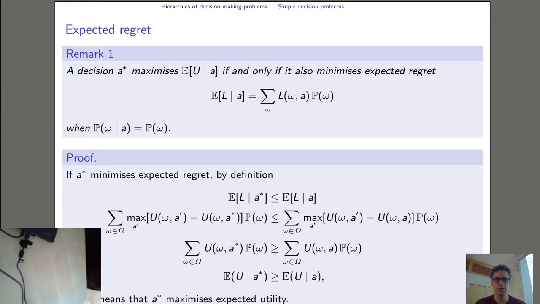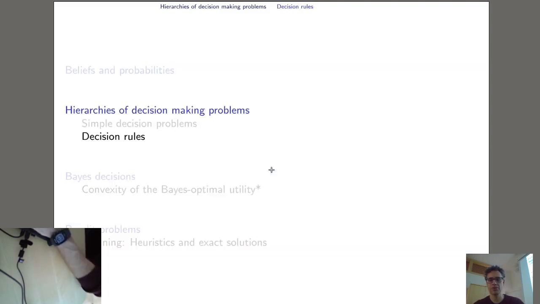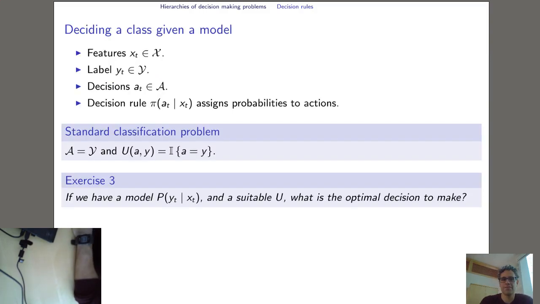And we can talk a little bit about more, let's say, general decision problems. So now we've been talking about very simple decision problems. Now we'll talk about decision rules. A decision rule is like a policy that tells you what to do in different inputs or in different situations. This is the type of stuff you have in reinforcement learning. So depending on what happened in the past, you make a different decision.